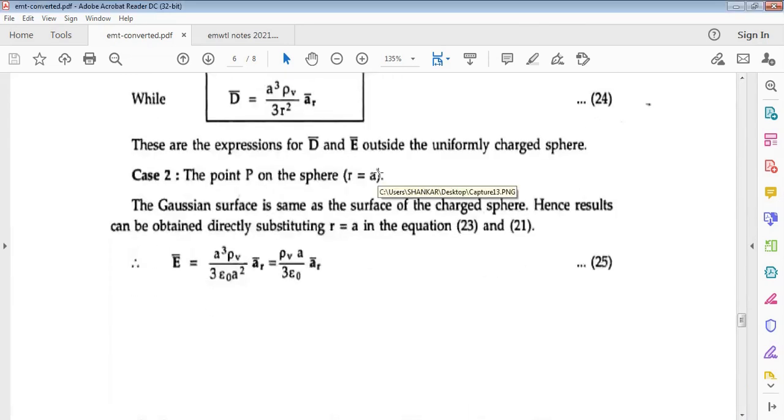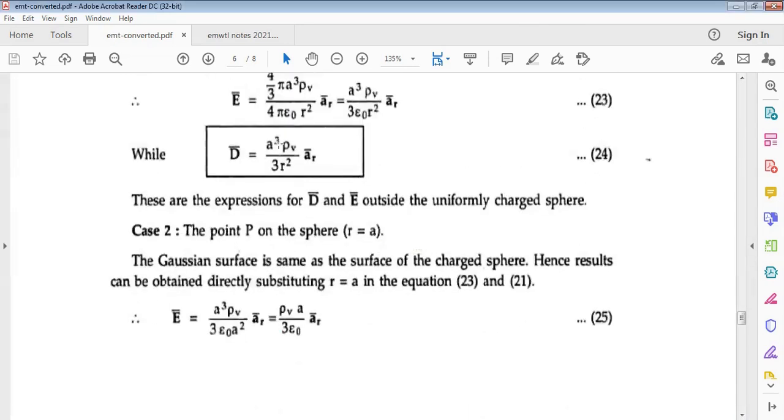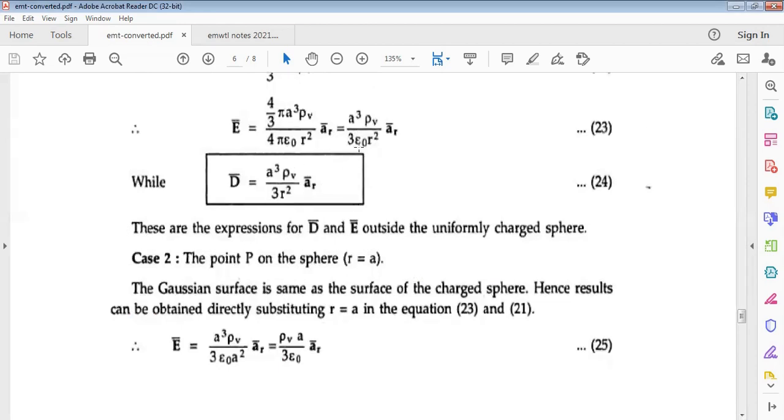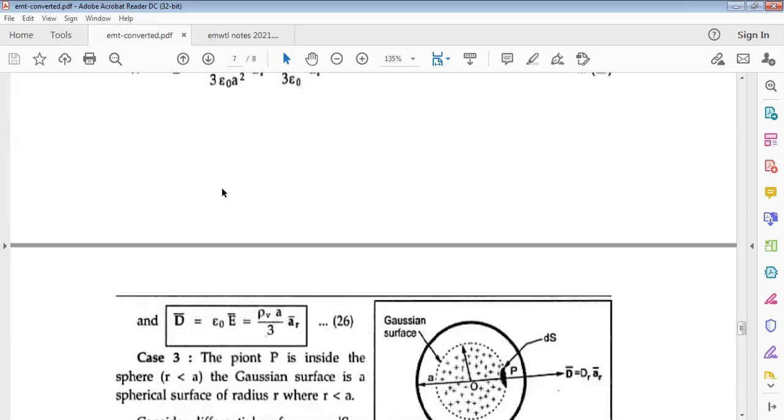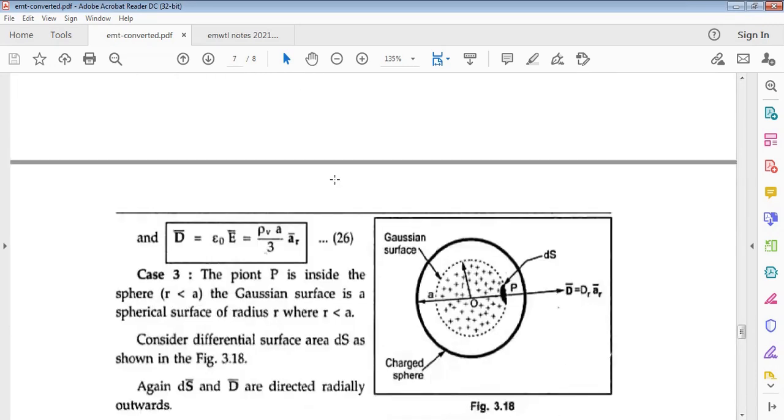Now, if r is equal to a, then E bar is equal to a cube rho v by 3 epsilon naught a square. Now a cube and a square will get cancelled, so you have only the a in the numerator: rho v a by 3 epsilon naught a r bar. And the case is the second case. D bar is equal to rho v a by 3 only. There is no epsilon here because of the relation between D bar and E bar.